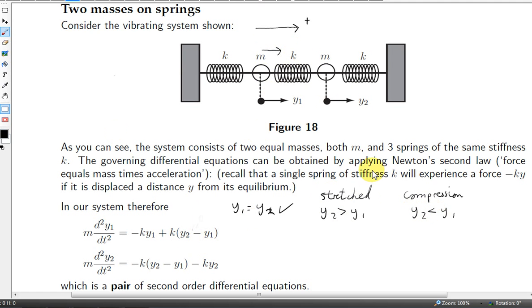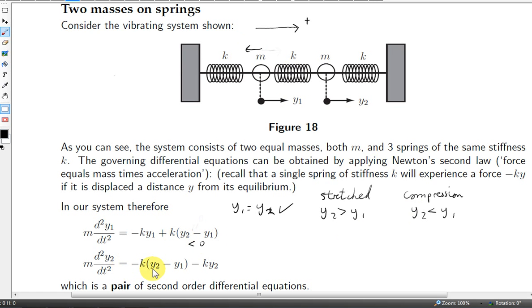Finally, let's consider the situation where y2 is less than y1. So the right end of the spring is displaced a smaller distance than the left end of the spring. In that case, the spring must be compressed, so it will push on this mass. It will exert a force on this mass in a direction to the left. So the force is now in this direction, in the negative direction. And that makes sense. If y2 is less than y1, then y2 minus y1 will be less than 0. So this force will be negative.